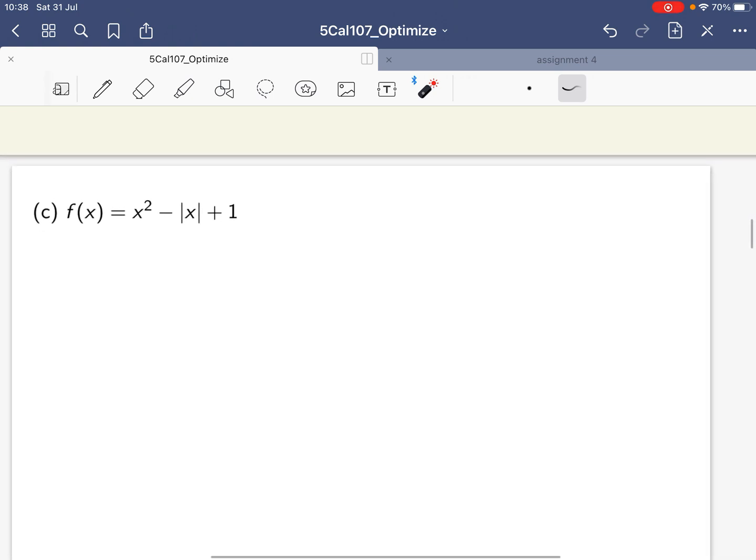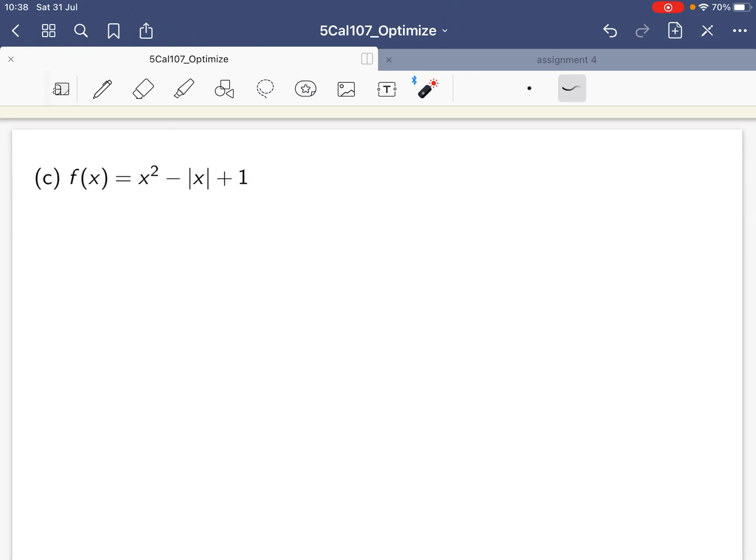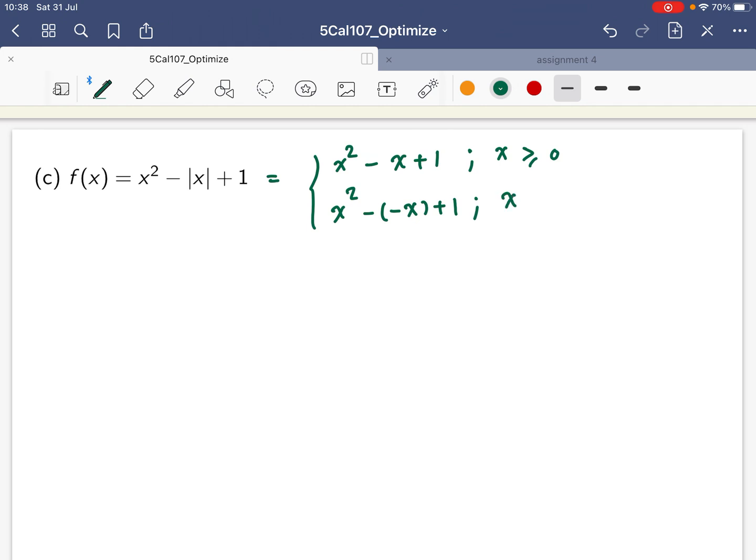Let's look at one more example. This one, x squared minus the absolute value of x plus 1. So here actually it is x squared minus x plus 1 if your x is positive, and it is x squared plus x plus 1 if your x is negative, because of this absolute value. So don't forget that the absolute value can be just x itself if your x is positive, and it can be negative x if your x is negative.